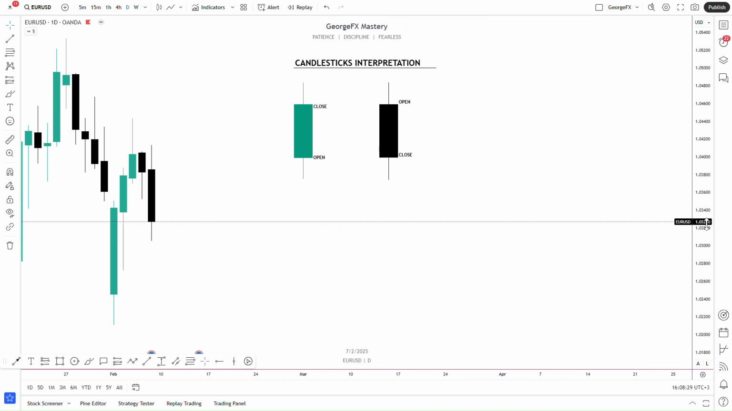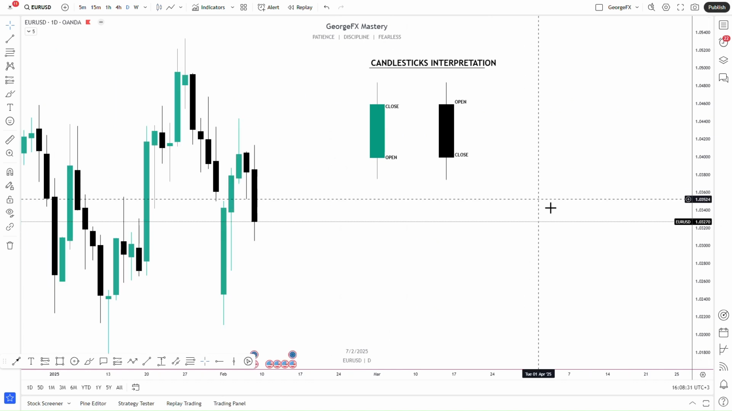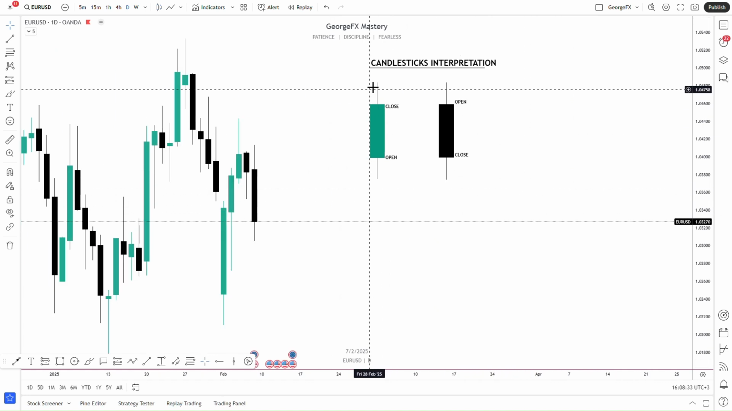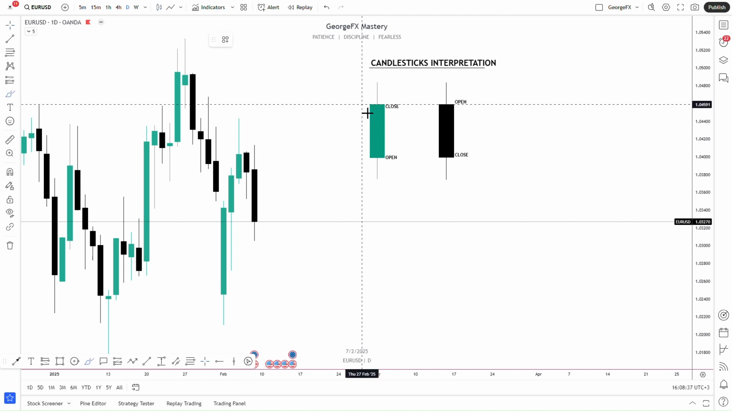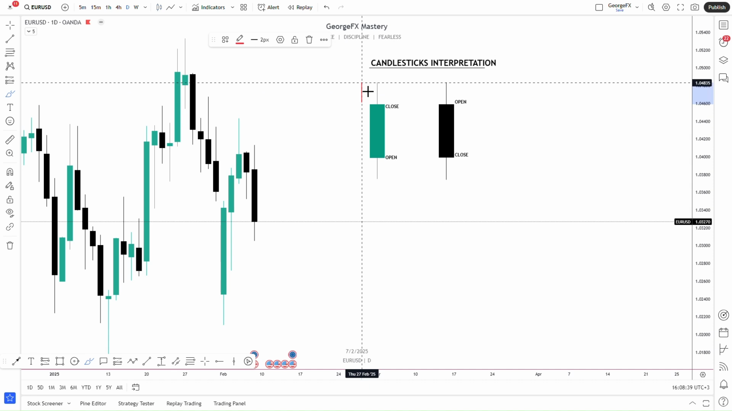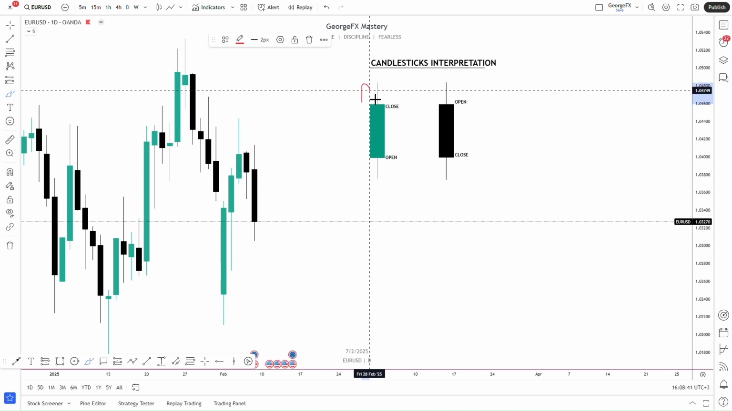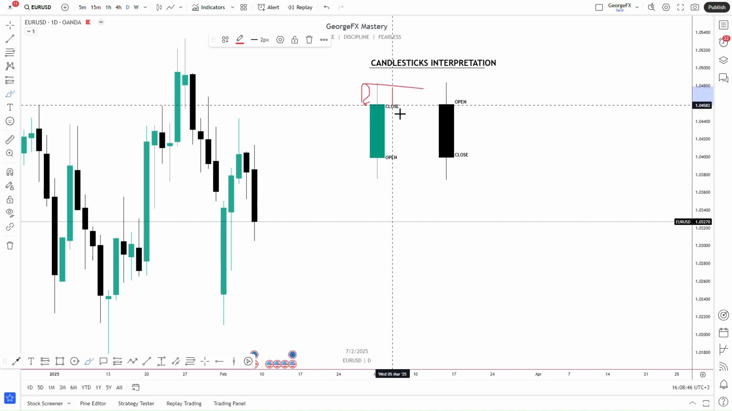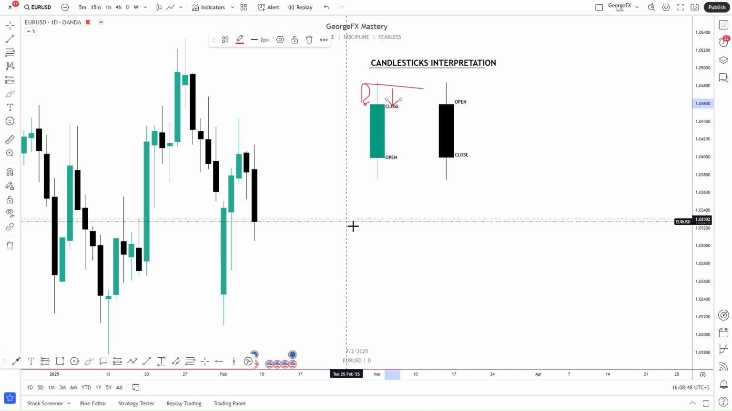Now what wicks show in any market is rejection. Wicks usually denote rejection. It means that for this particular case, price was able to push to this point, but then the sellers were able to push it back, and it closed here instead of closing here. So it means there is some bearish rejection that pushed prices down.